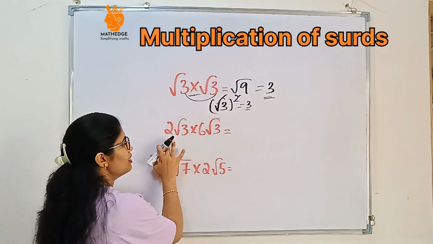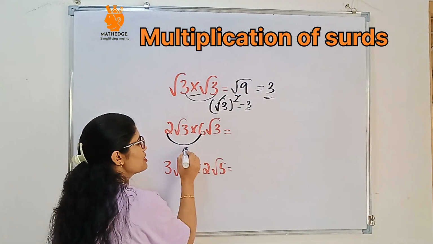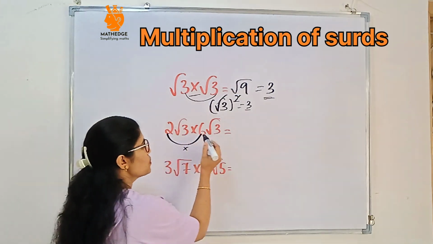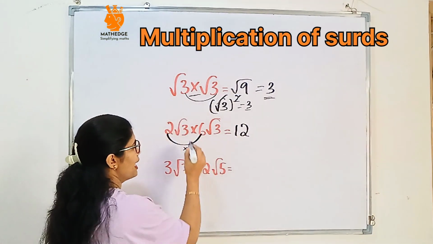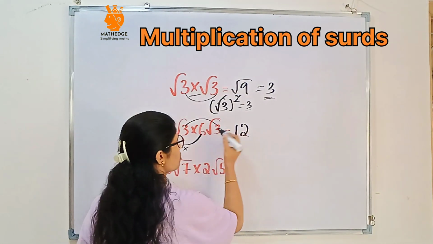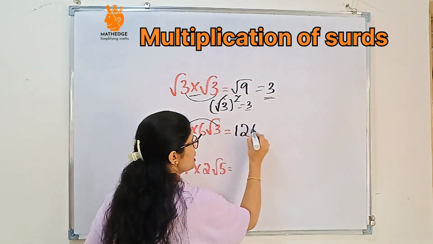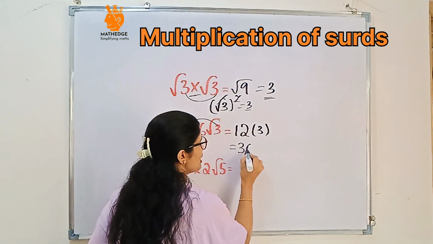And if we consider it like this, multiply the outside numbers. What do we have as outside numbers? 2 and 6. So 2 6s are 12. And multiply the inside numbers. So root 3 into root 3, we have done here. Root 3 whole square is 3. So 12 3s are 36.